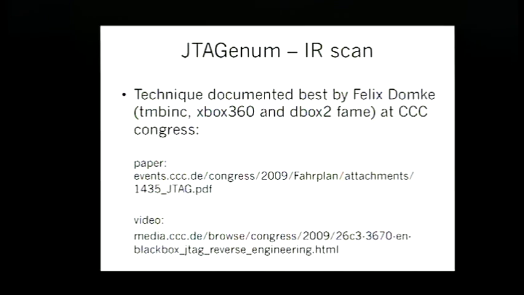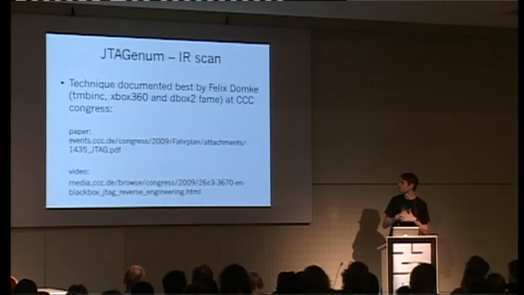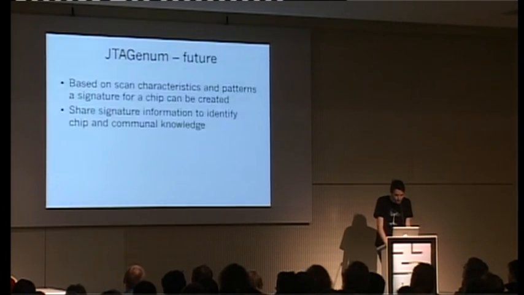There's another feature in it which enumerates through all the possible instruction registers, which can be useful for detecting hidden buses or potentially reverse engineering on-chip debugging functionality. This was discussed last year in detail by Felix Domke, and it's a great paper. You should read it. Some of this functionality is in JTAGenum, but also in the source repository, you'll find OpenOCD scripts, which basically replicate his work almost exactly, so that you can follow it and reverse engineer JTAG buses.